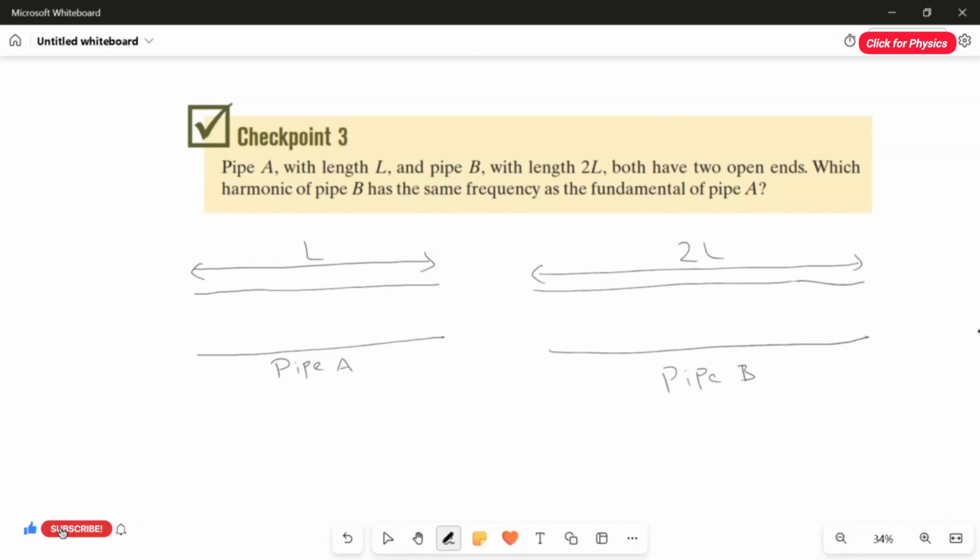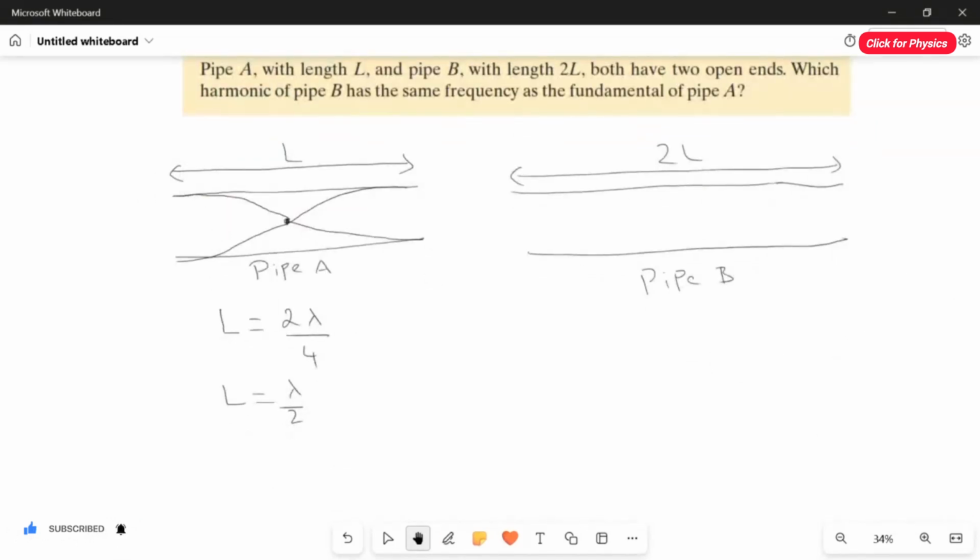So if you want to get the answer for this, first we have to find the fundamental frequency for pipe A. Both ends are open. So generally, when you have open ends, antinodes will be at the end, right? So this is the fundamental frequency for pipe A. That means in this length L, you have 2 lambda over 4, which is equal to lambda over 2, right? Because each has the quarter part of the lambda.